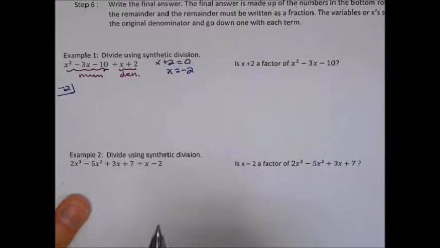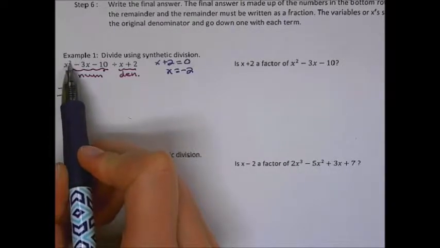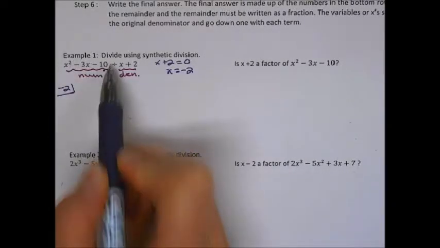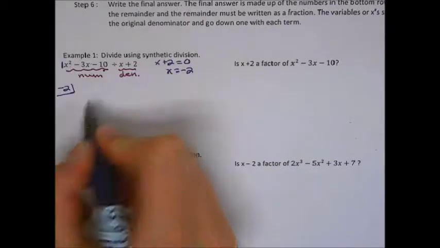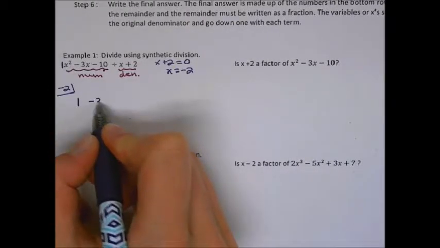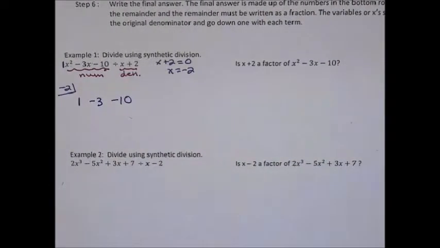The next sentence in step 1 says, make sure the numerator is written in descending order. Are we written in descending order? We have 2, 1, 0. If any of the terms are missing, you must use a 0. Nothing's missing, so we don't need to use a 0. List only the coefficients in the division problem. Our coefficient here is 1, so we're going to list 1, negative 3, negative 10. And that was step 1.